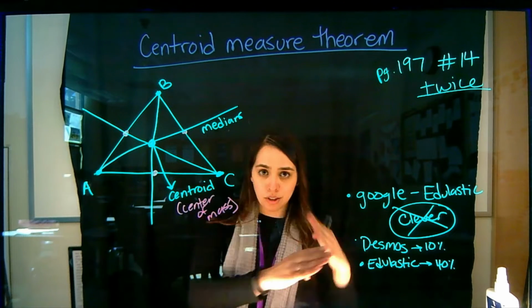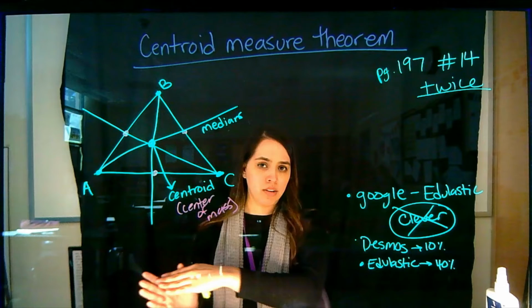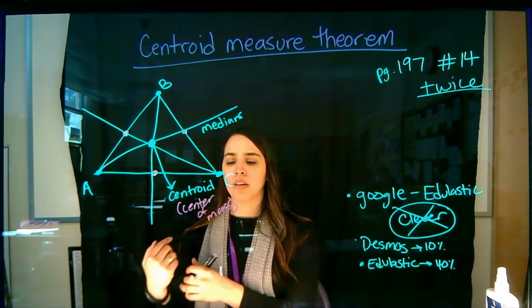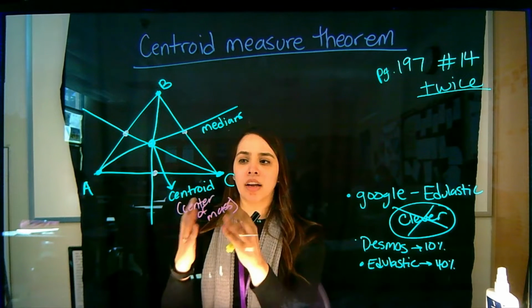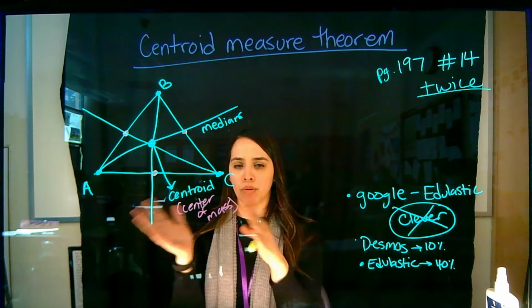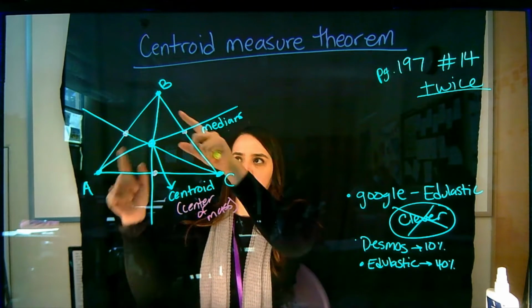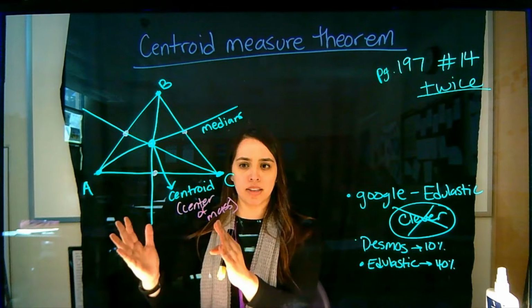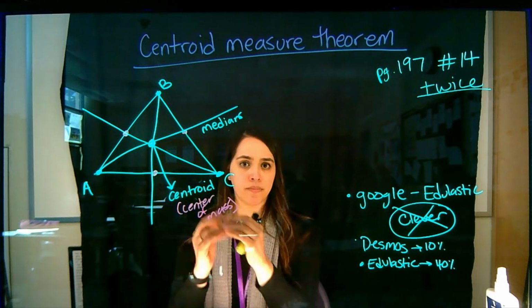Where the altitudes intersect is the orthocenter. Altitudes are for orthocenter, medians are for centroid. So finding a centroid is a lot easier than finding an orthocenter, which we just reviewed in the video. You just add up the x coordinates divided by 3, add up the y coordinates divided by 3 because there's 3 points, and then you find the centroid.